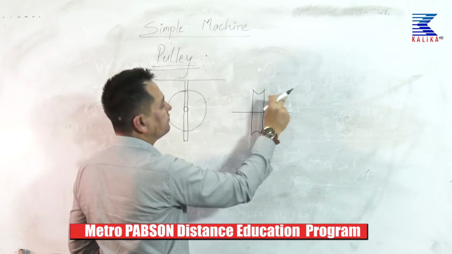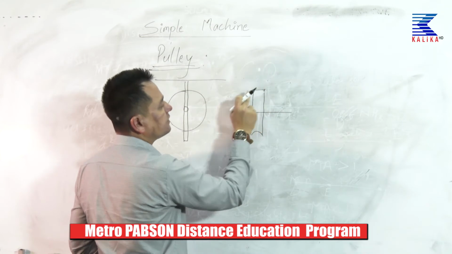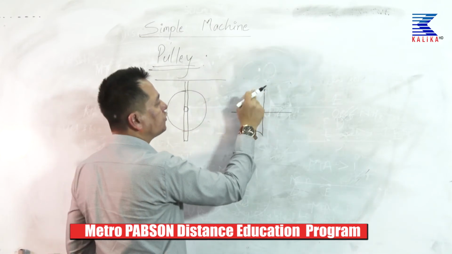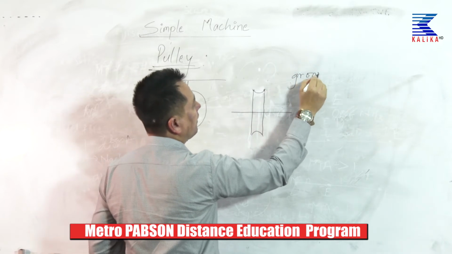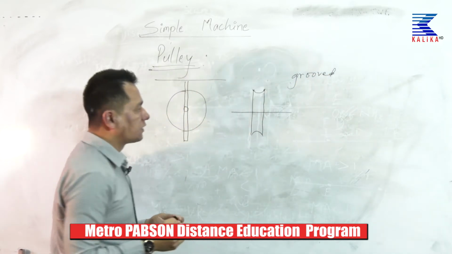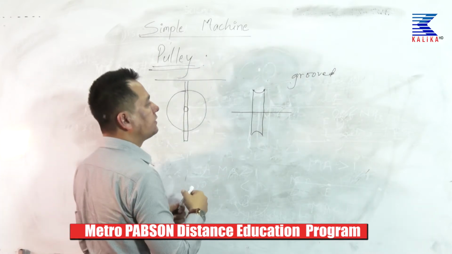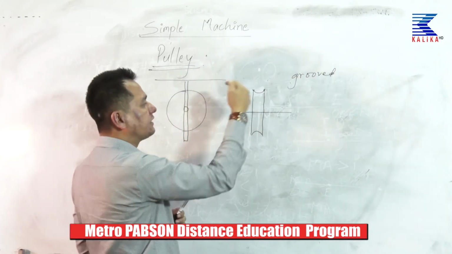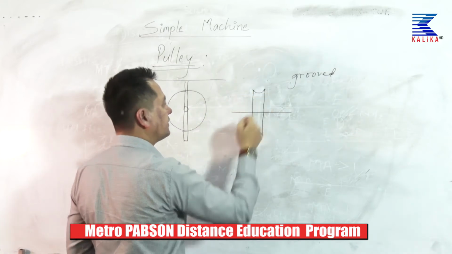So its rim or its circumference is not flat. It is grooved. Why? So that a rope or a string can be passed through it or over it.